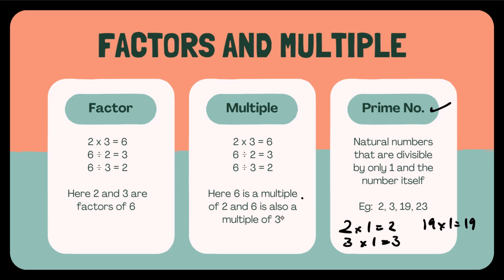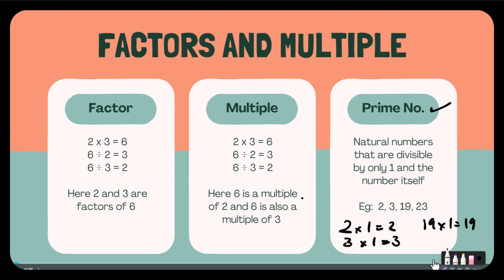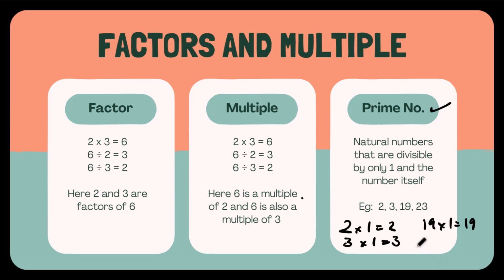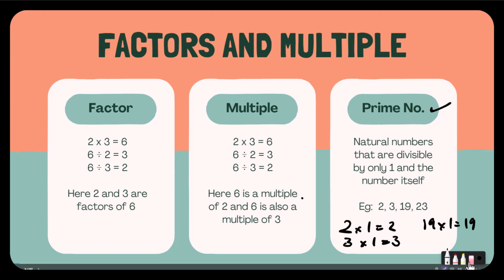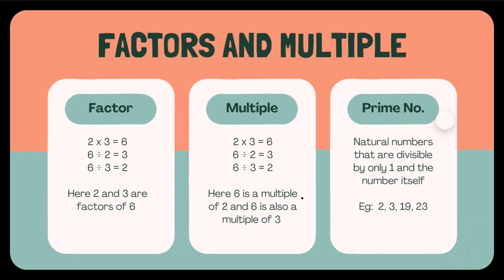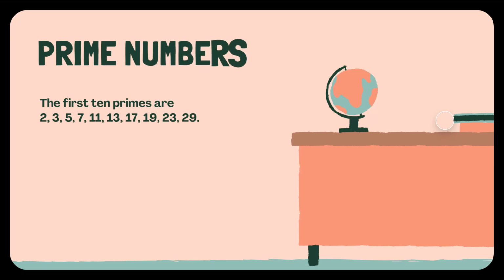So 2, 3, 5, 7, 9, not 9. Is 9 a prime number? No. 9 is 3 into 3, right? So then we have 7, we have 13, we have 11. We have certain prime numbers. So the first 10 prime numbers are 2, 3, 5, 7, 11, 13, 17, 19, 23 and 29.